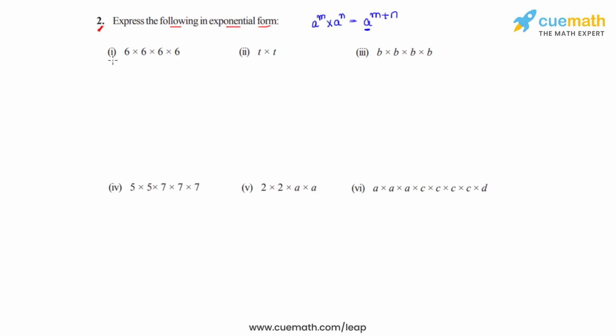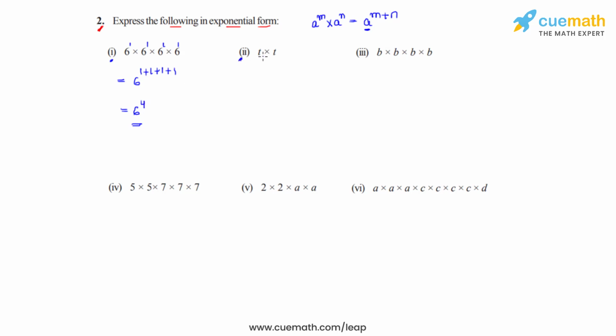Now coming to the first bit, we see we have 6 times 6 times 6 times 6, that is 6 is multiplied 4 times. The power of each of these 6 is 1. So we can write 6 raised to 1 plus 1 plus 1 and plus 1. So that gives us the answer 6 raised to 4, where 6 is the base and 4 is the power.